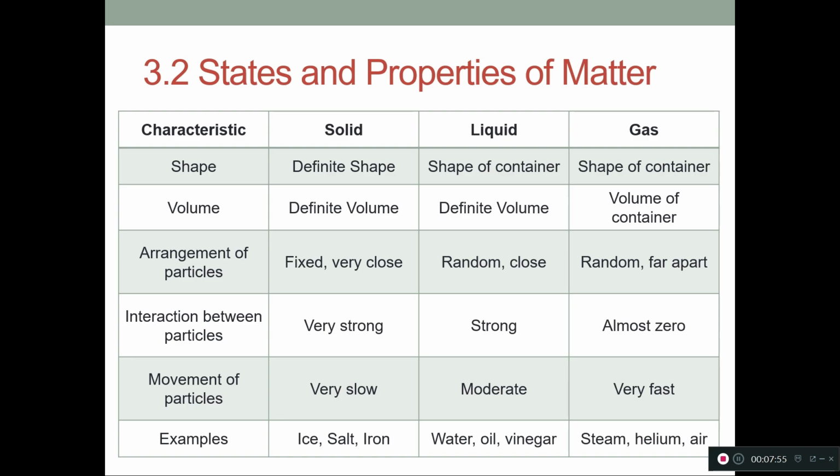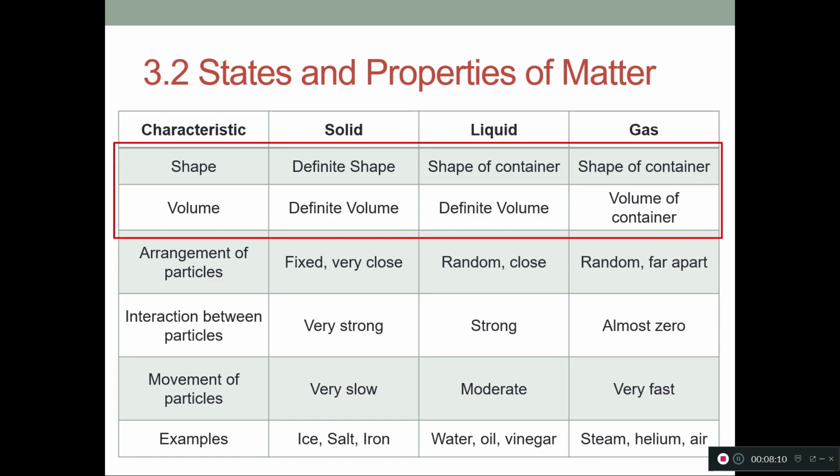And so just some examples. Solid, things like ice or salt or iron. Liquid, as we saw, we had water, oil, vinegar. Gas would be things like steam and helium and air. But when we're doing an observation in the lab, if we don't have the sophisticated instruments that some labs might have, we're usually just interested in these two right here. So these are two things that we can use to differentiate between these. For instance, if we have something that has a definite shape, we know it's going to be a solid. If we have something that will fit the shape of its container, then we want to look at whether it has a definite volume or whether it will expand to fill the container. If it expands to fill the container, then we would know it's a gas. If it does not do that, then we have a liquid.